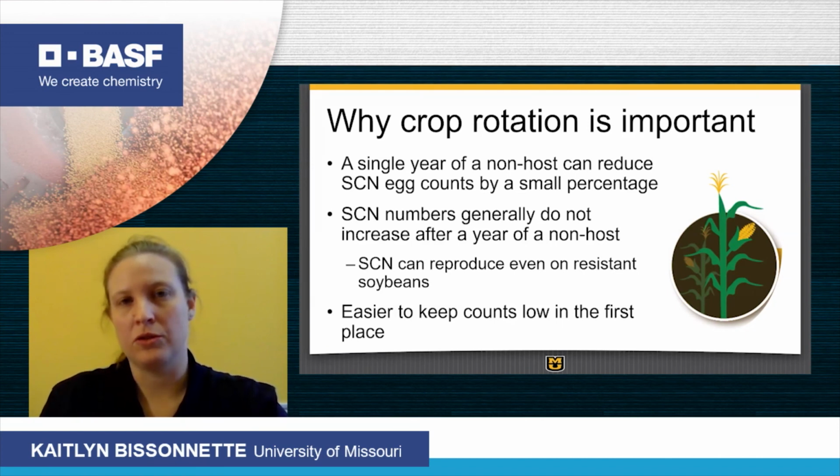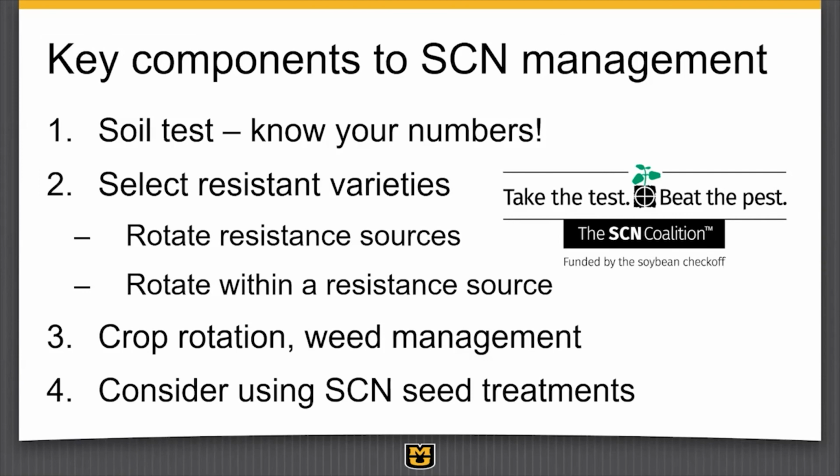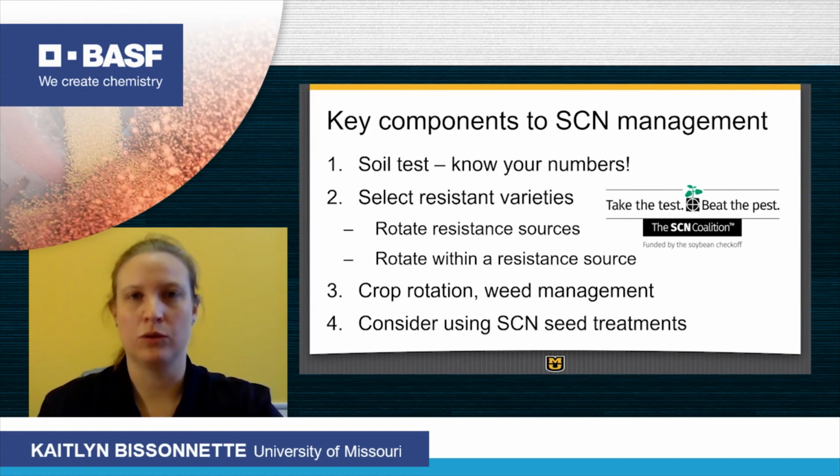So I've mentioned the first two parts of a soybean cyst nematode management plan, with step 0 being take a soil test to know your numbers in the first place. Then selecting resistant varieties, rotating your resistant sources to manage populations, even rotating within a resistant source to manage the populations you have, because reproduction differs even amongst varieties within a resistant source. Manage with crop rotation and weed management. And then the next step is to look at some seed treatments that are currently available on the market to add to that toolkit that is available.